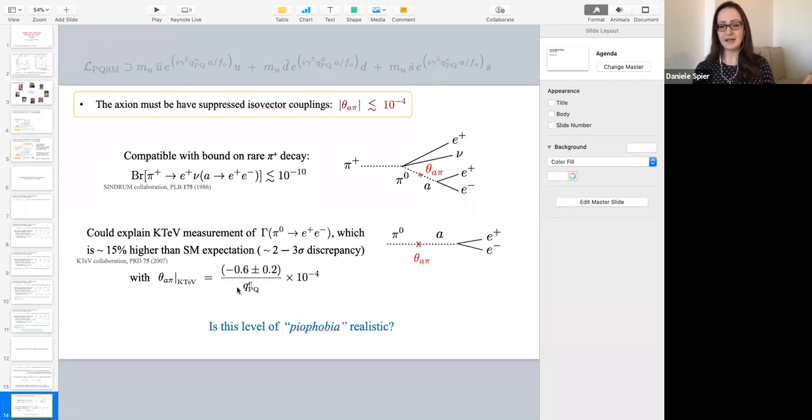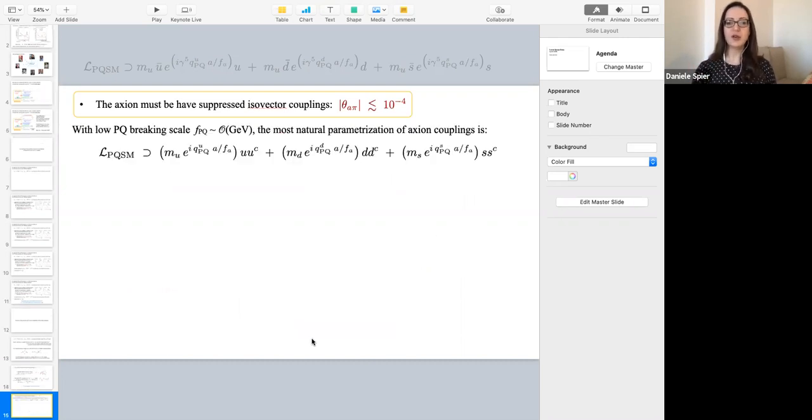I think that's interesting, that you could have something in the data that is indicating that there's something going on there with pion couplings to e+ e- that could be showing some sign of the axion playing a role there. Now the question is, is this level of pionphobia even realistic in any model that you might try to build? So now let me try to go back to what I was mentioning and try to argue that this level of pionphobia is possible.